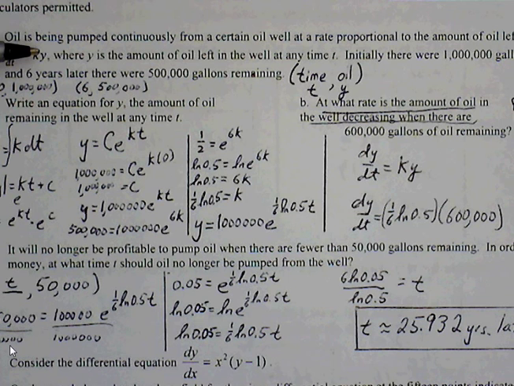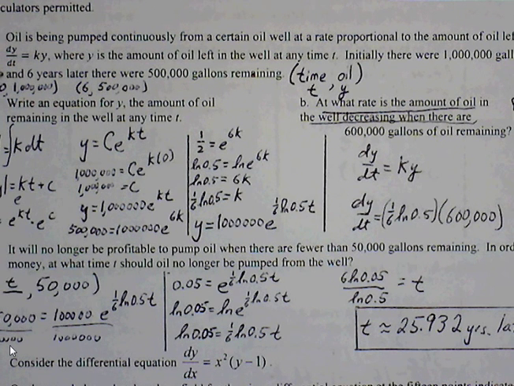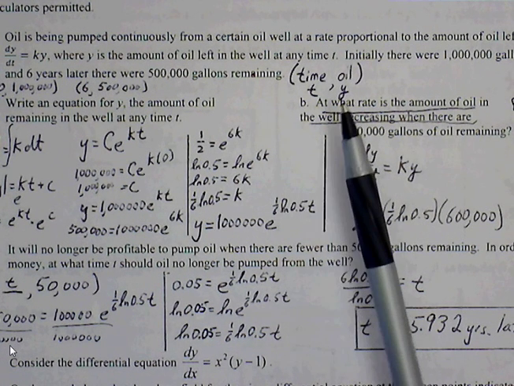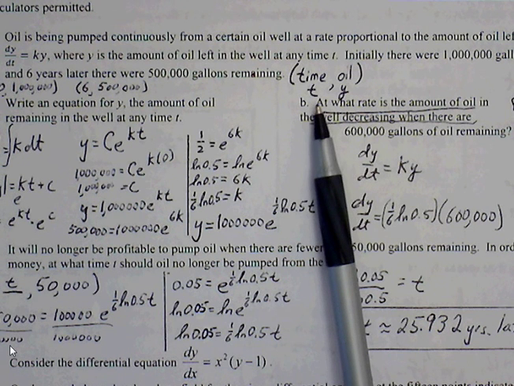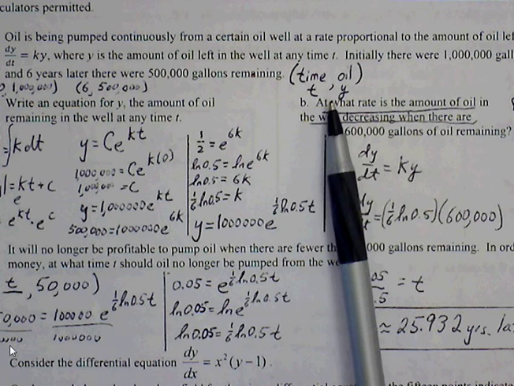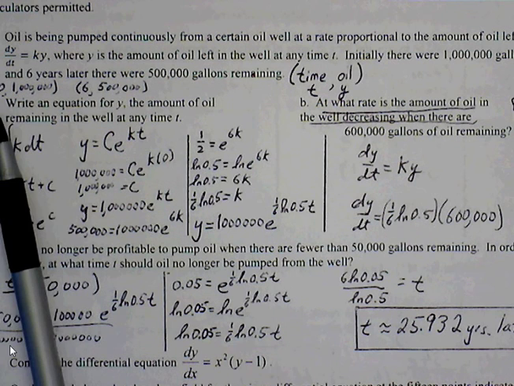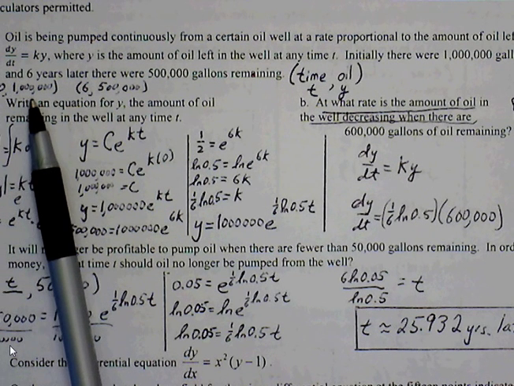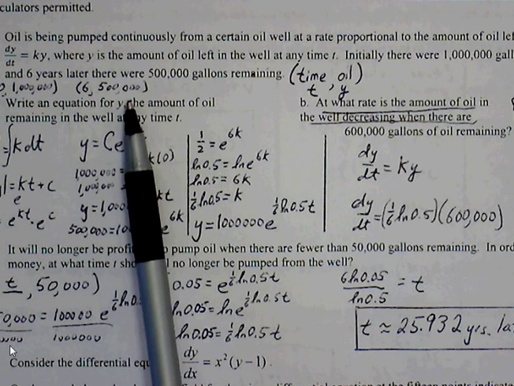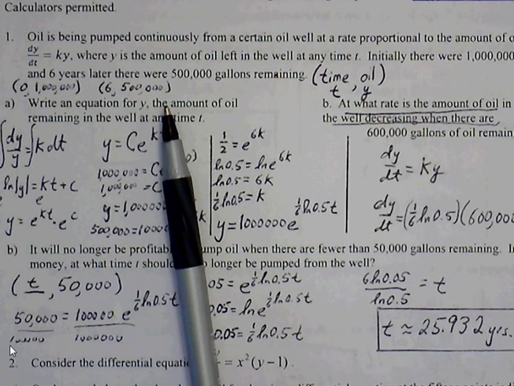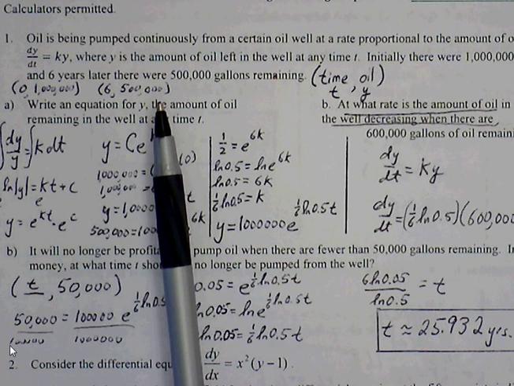Initially, there were 1 million gallons of oil in the well, and 6 years later, there were 500,000 gallons remaining. So we can create ordered pairs here. Time will be the x value, and oil is the y value. Initially, at time 0, there's 1 million gallons of oil. 6 years later, 500,000. We'll use these ordered pairs to figure out some of the missing variables.